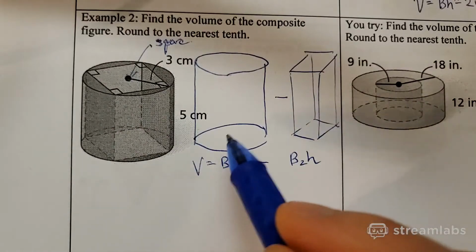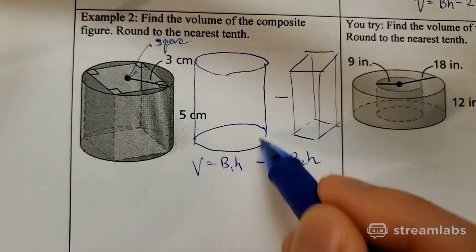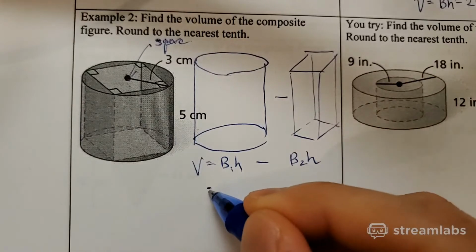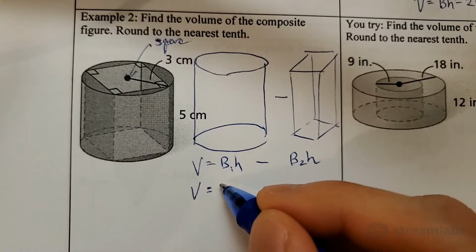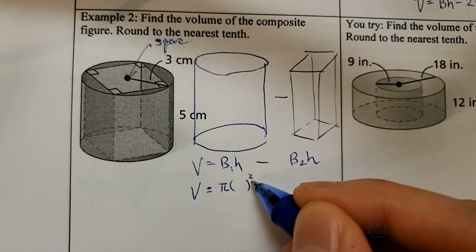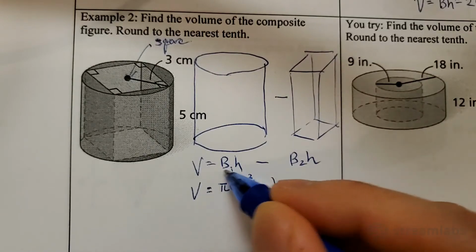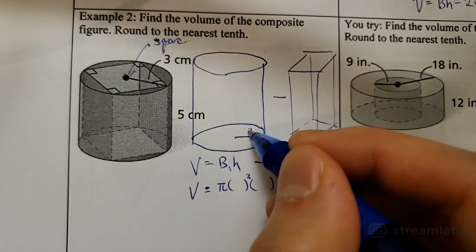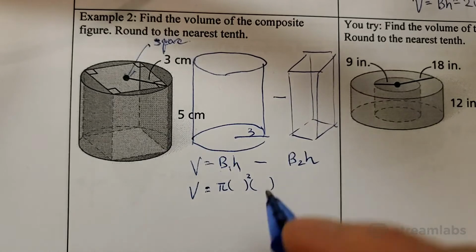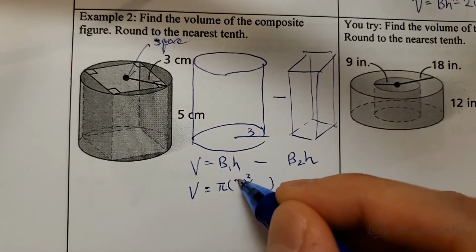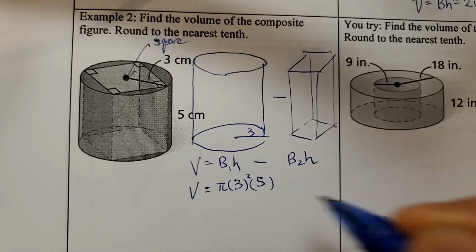So how do I find the base area for a circle? Remember the area of a circle? Pi r square, right? Pi r square for the base area of a circle. Radius is 3, right? So pi times 3 square, h is 5.